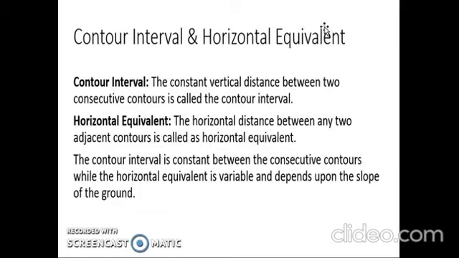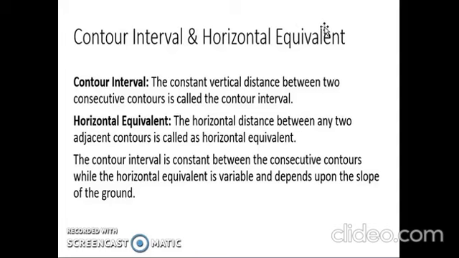What do you mean by contour interval or vertical equivalent? As I said in the first diagram, there were some numbers written, that is 10, 20, 30, 40. This is the constant vertical distance between two consecutive contour lines, and it is called the contour interval. So it is the vertical distance between two consecutive contours which has to be maintained throughout the contour map.